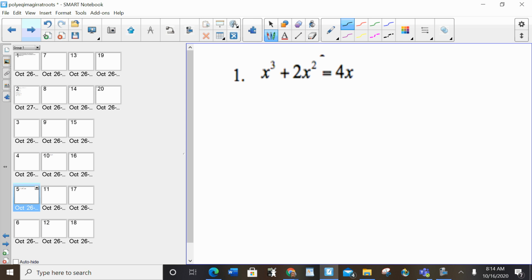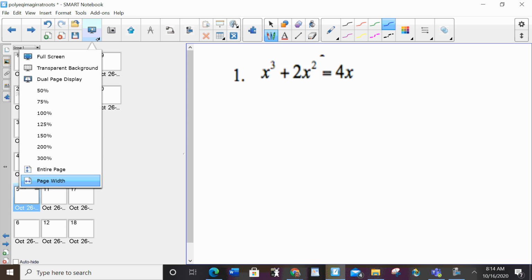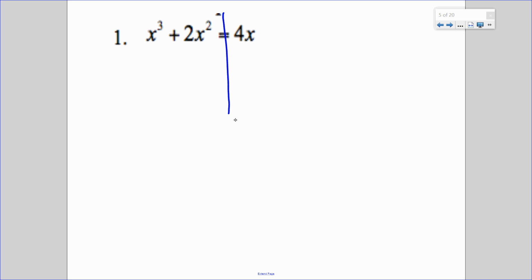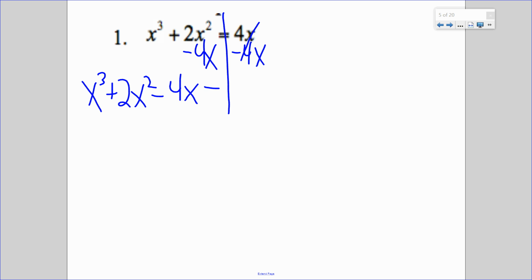So Mr. X cubed, Mr. X squared, same story, same procedure for a polynomial equation. He wants to party. He can't party right now because not all of his friends are over. So we're going to subtract 4x from both sides. And again, the first step in a polynomial equation is to bring everything to one side. Party time. What do they want to do at the party?